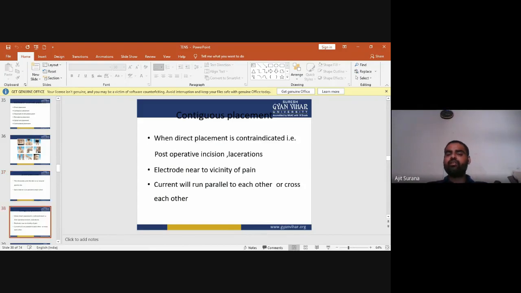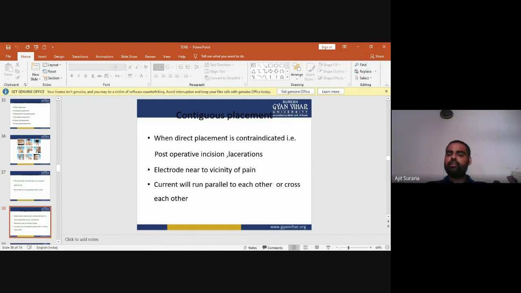Now the second one is the contiguous placement. Contiguous placement is used when direct placement is contraindicated, that is, in conditions such as post-operative incisions or lacerations.